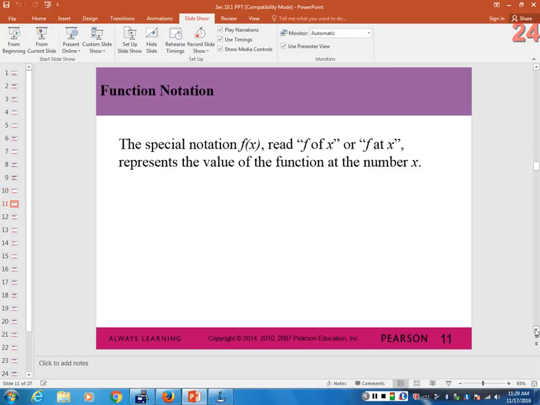Now, this notation, if you've had algebra before, you've probably seen this, but if you haven't had it in a while, you may have forgotten some things. The special notation, f parentheses x, does not mean f times x. It's read as f of x or f at x. It represents the value of the function at any number x. Basically, it's telling you f has a rule. The rule is usually an equation, but it could be words. And it tells you what to do with x to get the value of f.